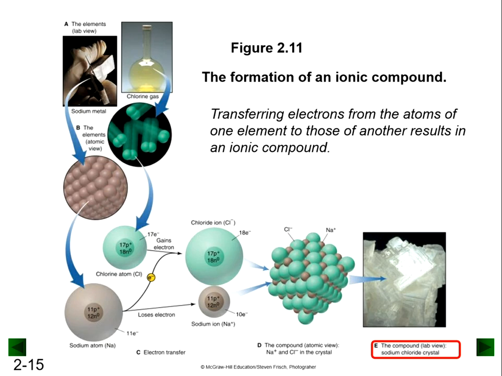An ionic compound is formed when the metal gives up electrons to the nonmetal, and you form two ions, a cation, that is with a plus charge, and an anion with a minus charge. Now these ions attract one another, and opposites attract, so the positive and negative attract and form a crystal lattice.